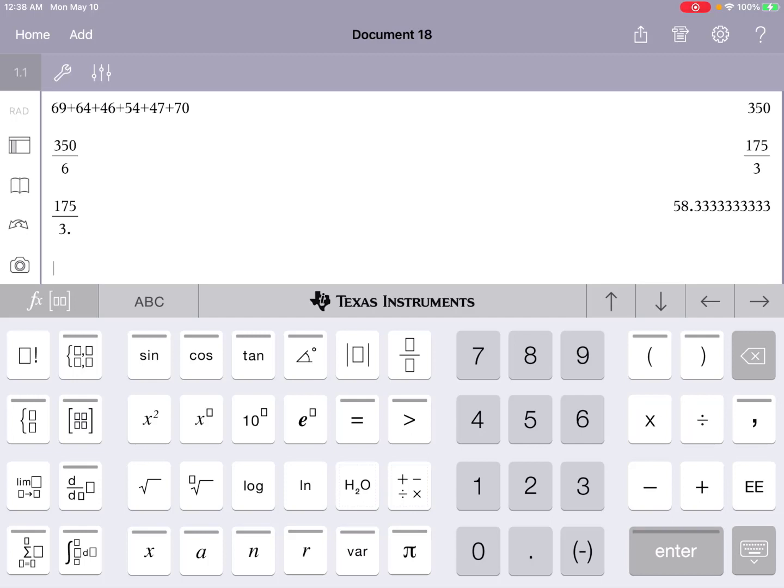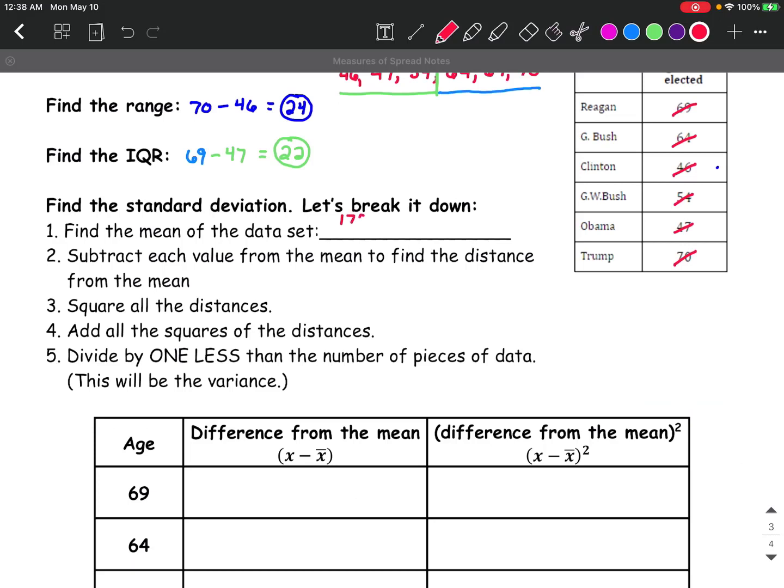So the average age is 58.333333333. So I'm going to use the 175 over 3. But I'm also going to write down that the average age is 58.333. Okay? Because now what we need to do is subtract each president's age from the mean to find the distance from the mean. So we're going to find out how far away each president's age was from the average age.